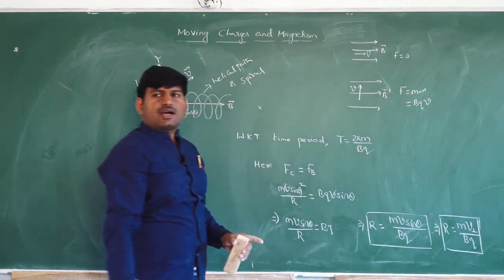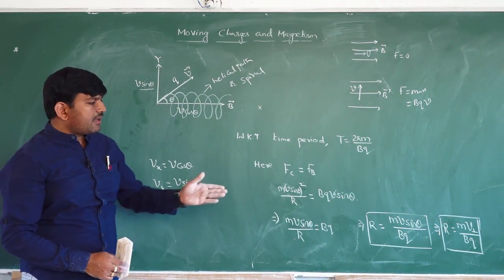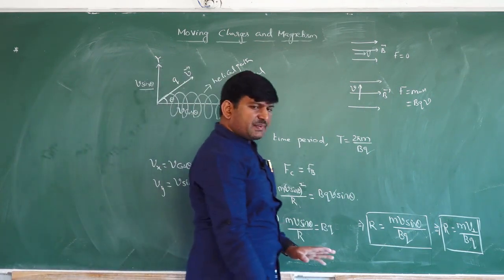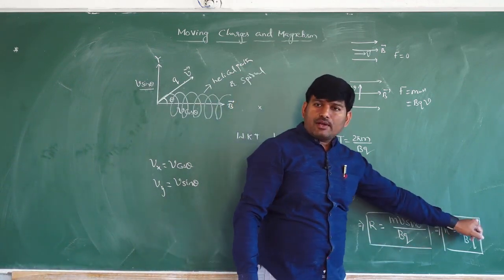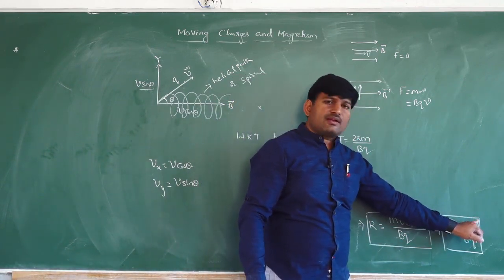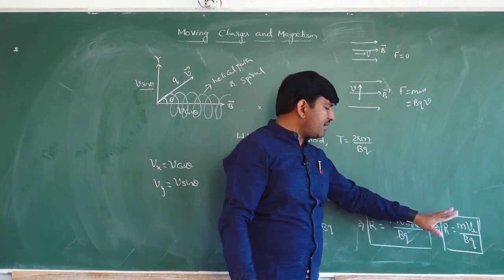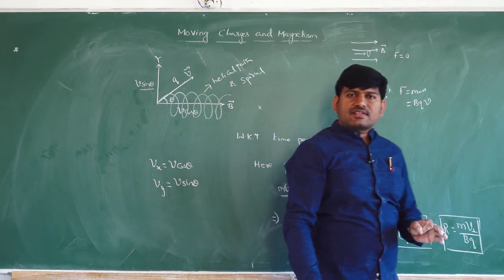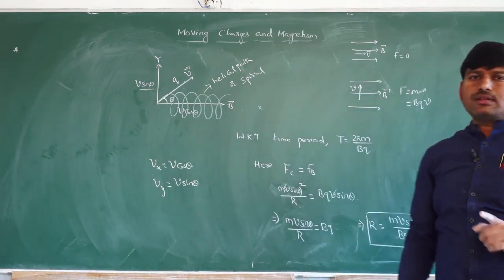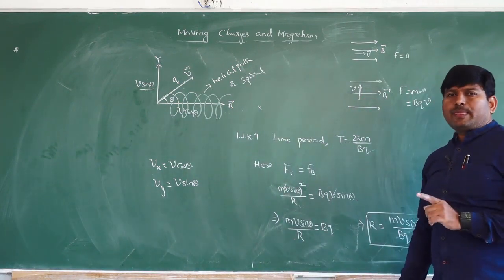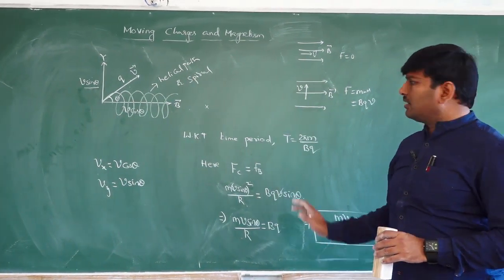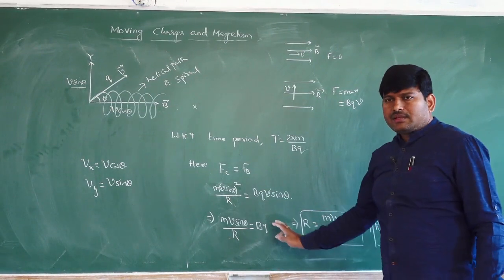Previously I told you that r is equal to mv by BQ. Here I am writing r is equal to m into V perpendicular by BQ. So what it says is the radius depends only on the component of velocity perpendicular to the magnetic field. It is independent of the component of velocity parallel to the magnetic field. So the radius of the circular path depends only on the component of velocity perpendicular to the magnetic field, but not on the component of velocity parallel to the magnetic field. Is it clear? This is the radius.